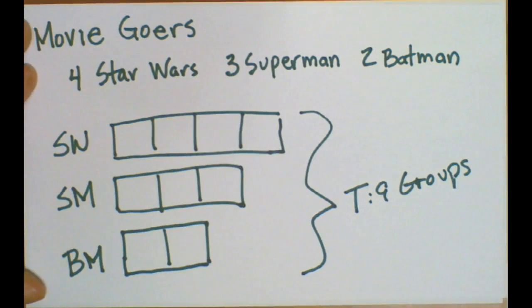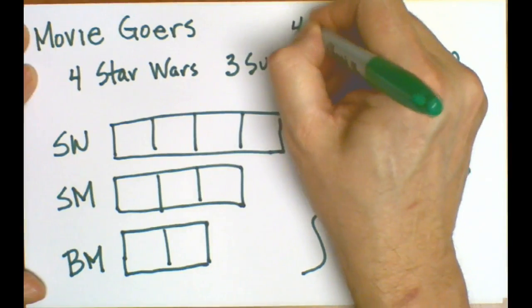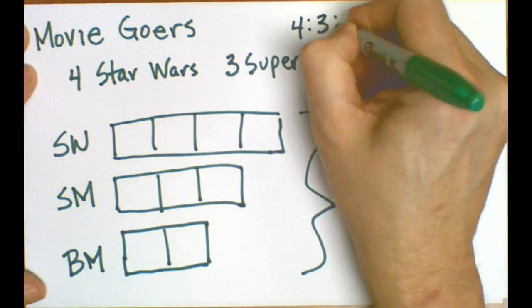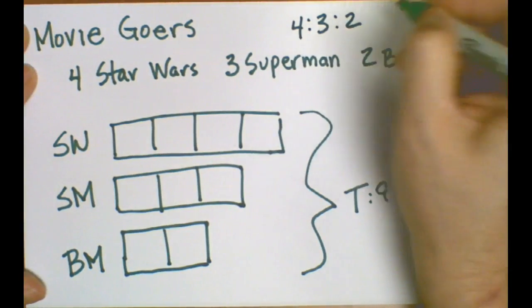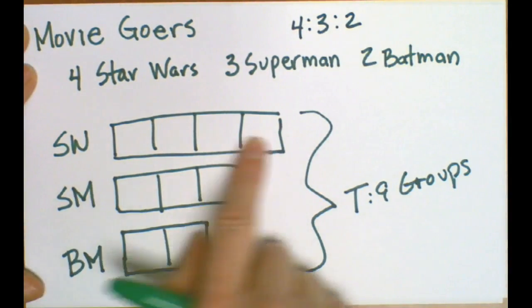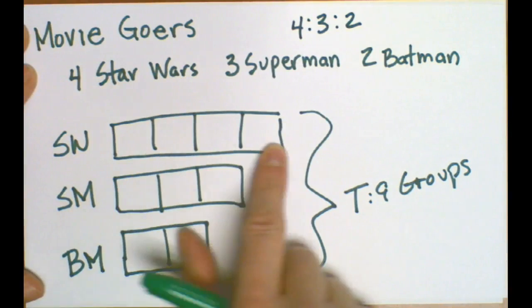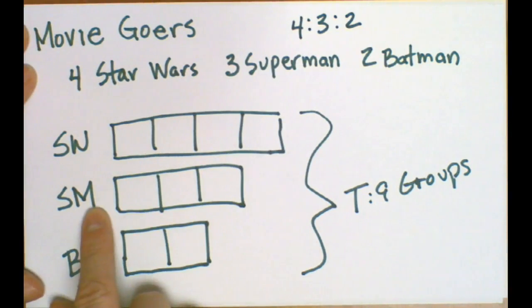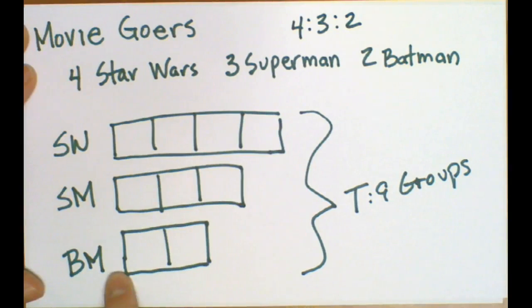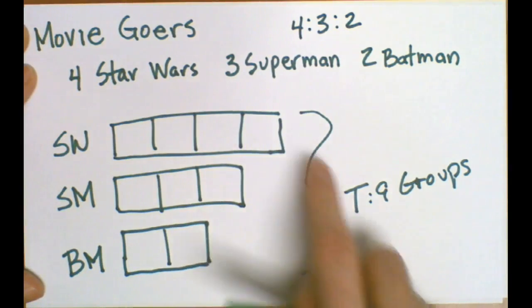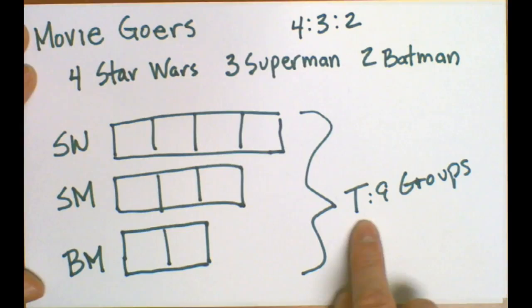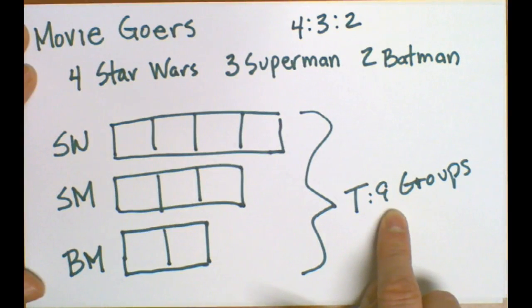So as an extension to this activity, I could look at a 3-component ratio. So for every 4 people who went to see Star Wars, 3 people went to see Superman, and 2 went to see Batman. Okay, so I draw my bar, Star Wars, 4 parts, Superman, 3 parts, Batman, 2 parts, and again, keeping in mind my total, there are 9 groups in the total.